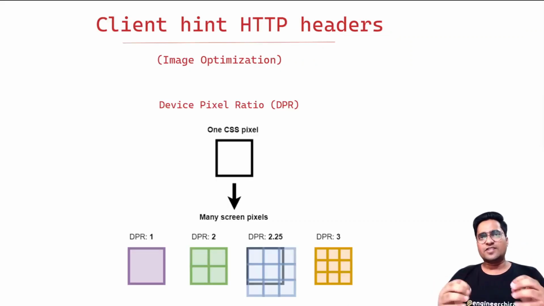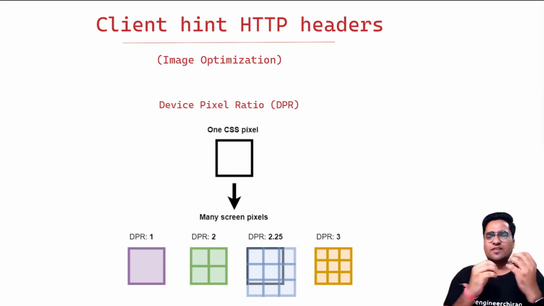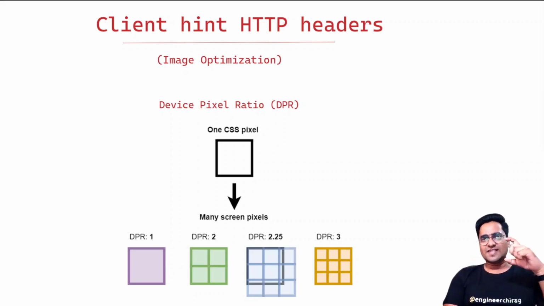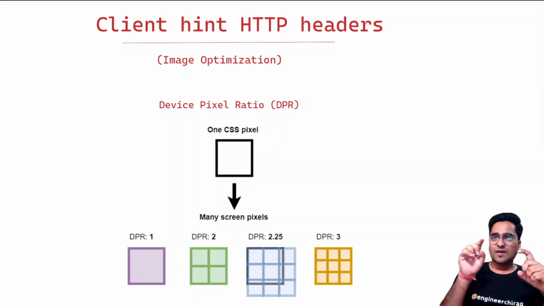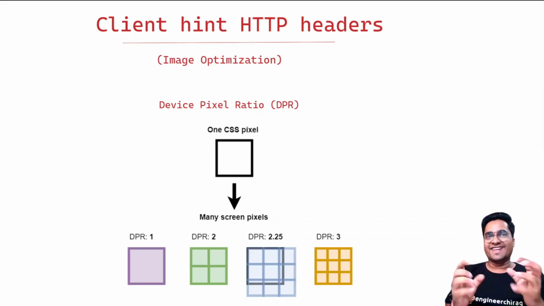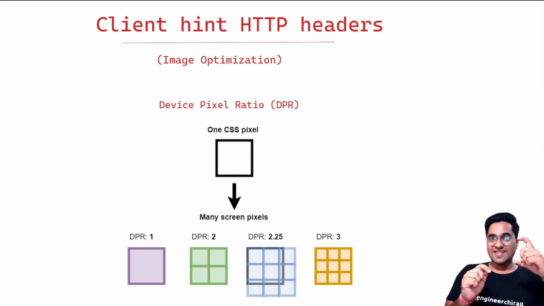Device pixel ratio, which is called DPR, is very small but very powerful. It doesn't just help you load and optimize your assets, but also gives a better experience to the user. Why? Let's understand what this DPR is. You have to understand one important thing: one CSS pixel is not equivalent to one pixel of your device. Oh, what? Okay, let's talk again. Your one CSS pixel may or may not be equal to your device pixel.